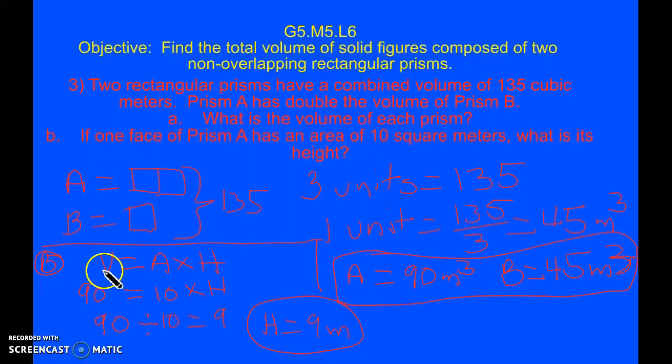Part B, we'll refer back to our formula, volume equals area times height. Our volume for part A is 90 meters cubed, and that's going to equal 10, the area they tell us for prism A for one side, times its height. To solve for height, we would do 90 divided by 10, as we are asking ourselves 10 times what equals 90. We solve that by doing 90 divided by 10 equals 9, so our height equals 9 meters.